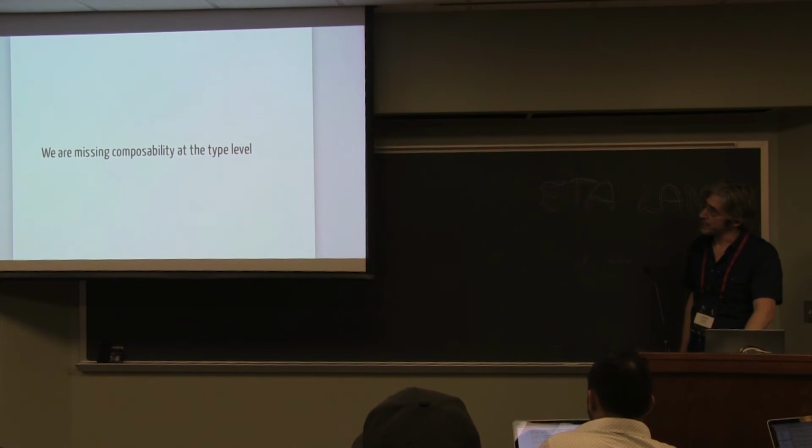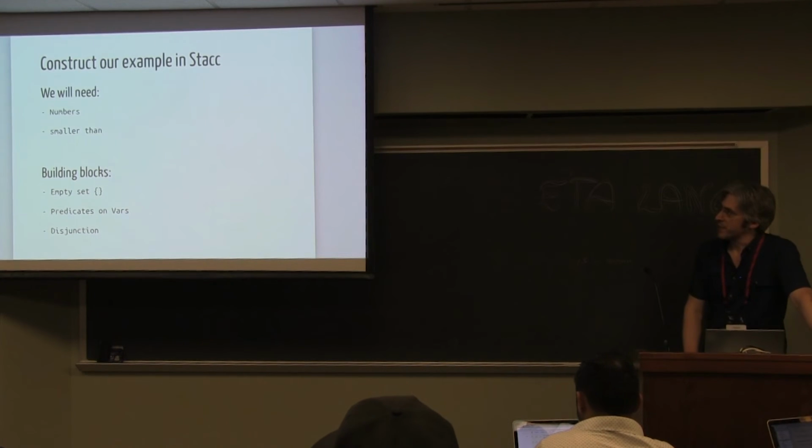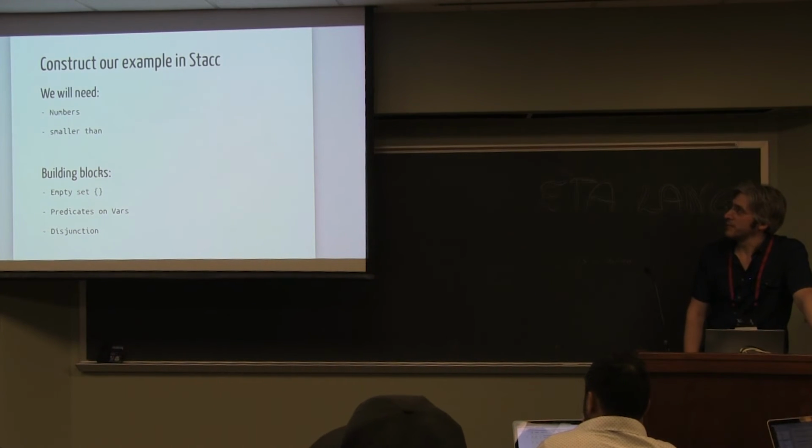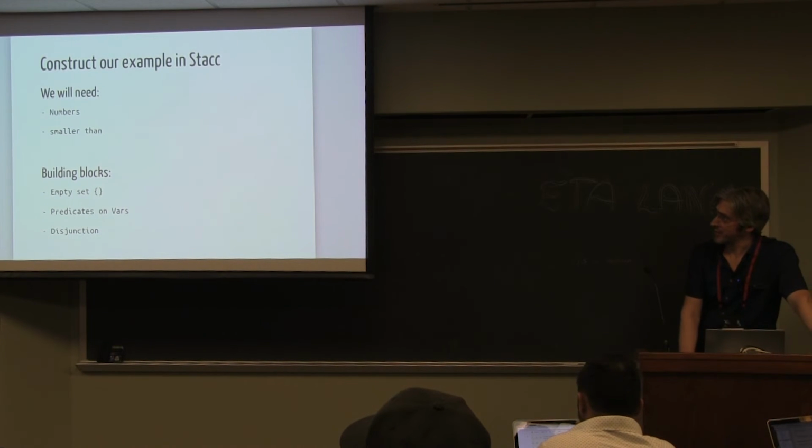And let's go back to the example and let's start building. So we said that we didn't have natural numbers, and we didn't have a smaller than, and I said that we were going to build them. So how can we build them? What we have is the empty set, we have predicates on variables, and we have disjunction.